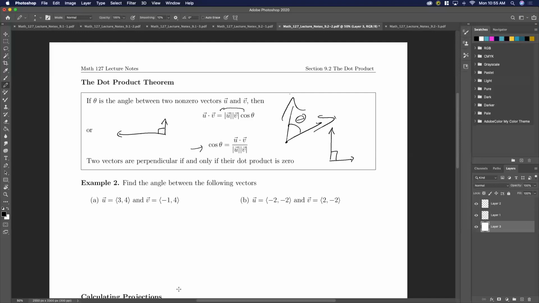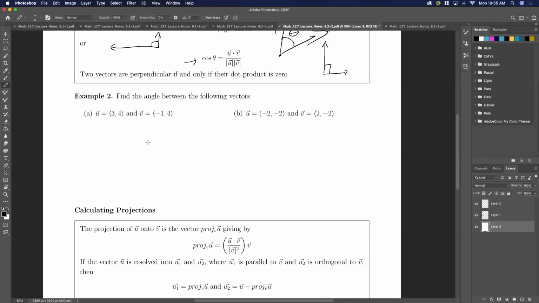All right, so let me show you how to calculate this. So let's actually do that. Go ahead and do this, and then we'll talk about projections. All right, so find the angle between the following vectors. So here I have 3 and 4, and then -1 and 4. So let's just do this.